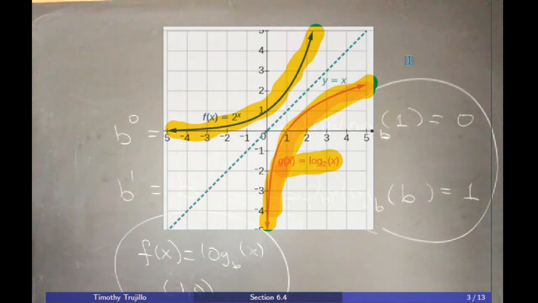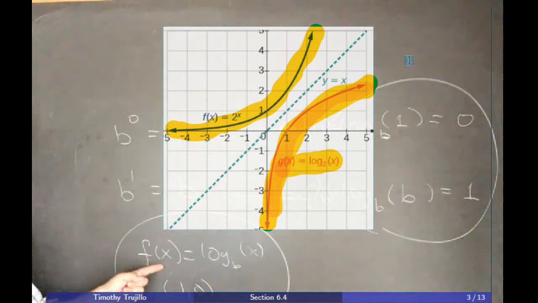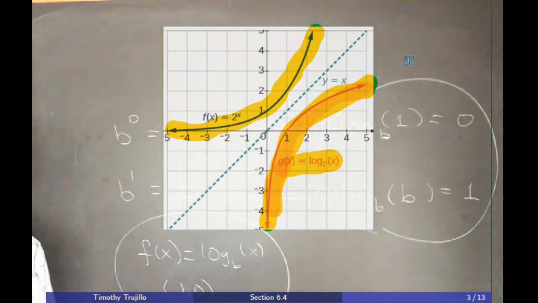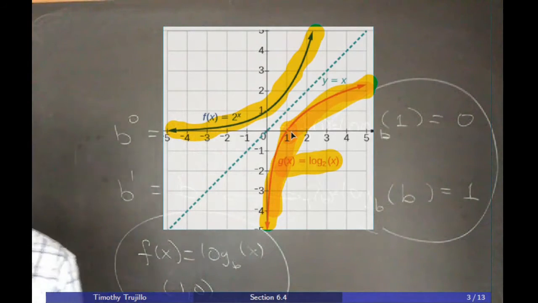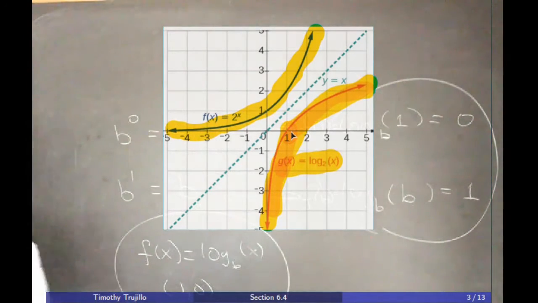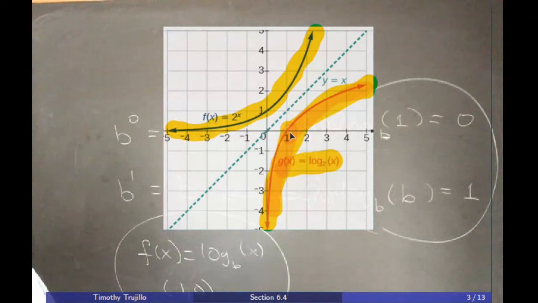Okay, so let's also think about the fact that I was talking about. You'll notice that the point 1, 0 is definitely on this graph. That point is on any logarithmic function no matter what, and here it's from the fact that 2 to the 0 is equal to 1. The other point that's always on the graph is b, 1. Here b is 2, and that's this point right here. Once you know those 2 points, you just connect the dots with the graph.